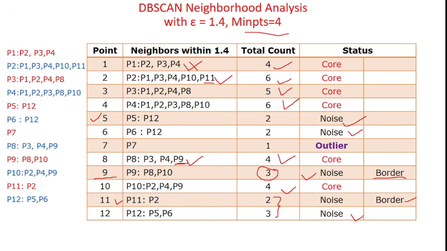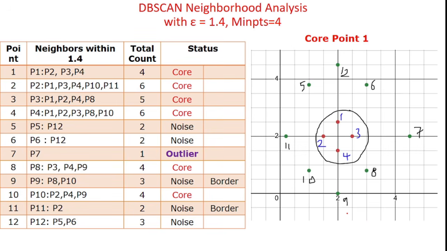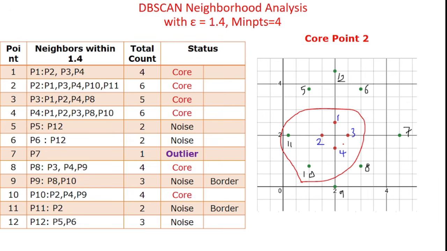Fine. So for the first core point, if you draw the diagram by considering P1, P2, P3, P4, you can form the first group as C1. Consider this as your core group 1. Got it? In the same way, the second core group is a combination of data points 1, 2, 3, 4, 10 and 11. This is your second core point.